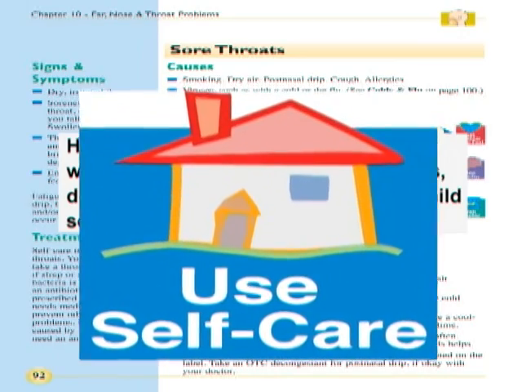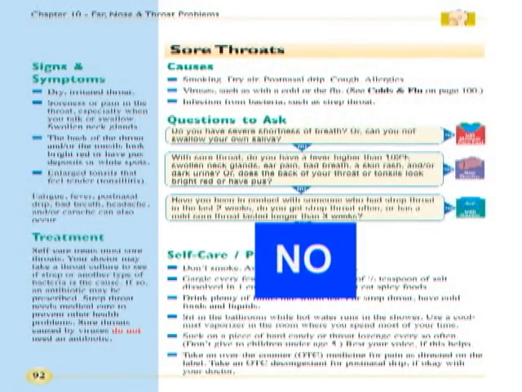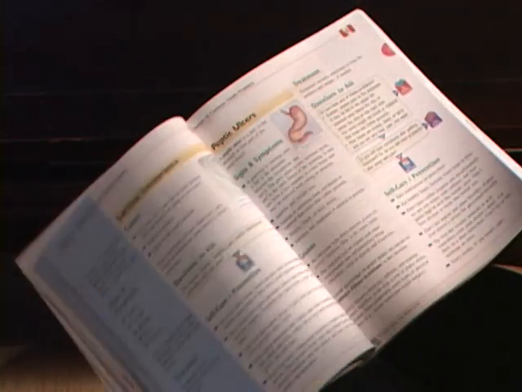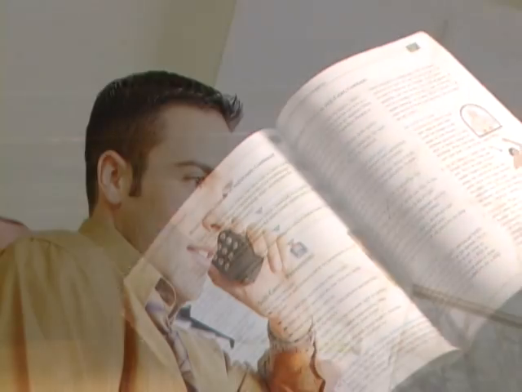Use self-care means you can probably treat the condition yourself. Use the suggested self-care tips in your guide. If after a reasonable amount of time, however, you do not find relief from one or more of these self-care measures, you should consult your doctor. Also, answering no to all of the questions in the flowchart may mean you do not have this particular medical condition, but you could have something else with similar signs and symptoms. When in doubt, consult your doctor.